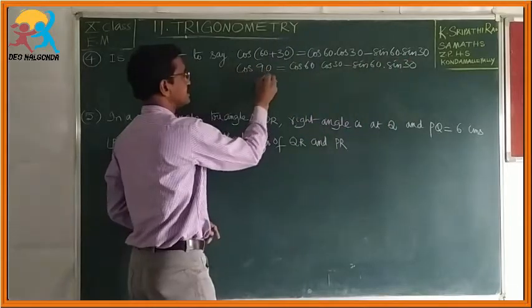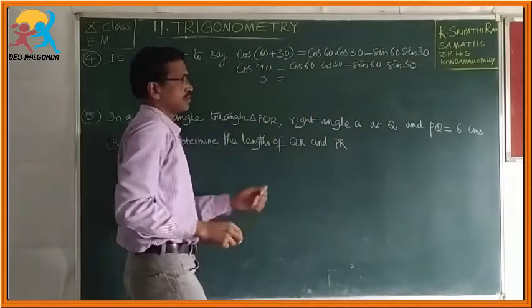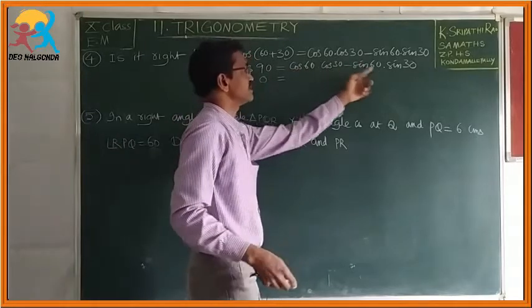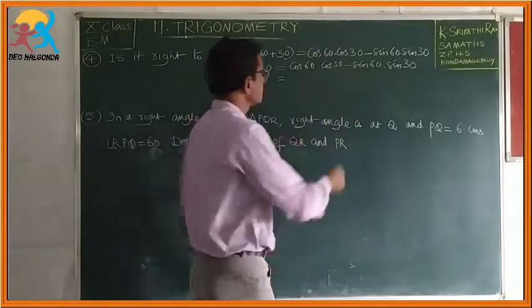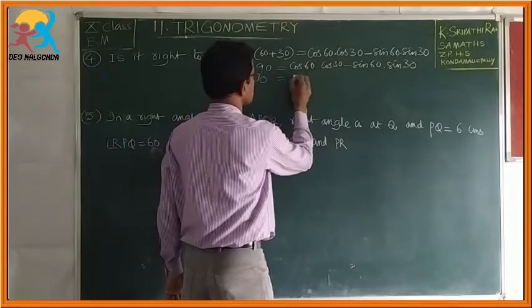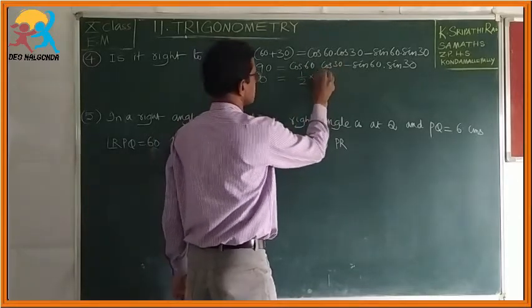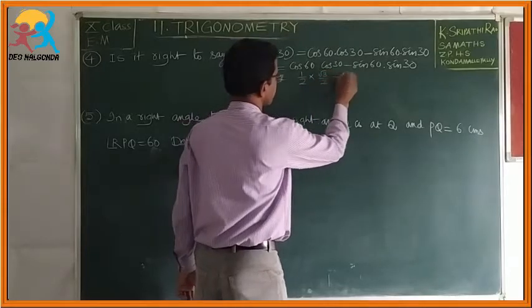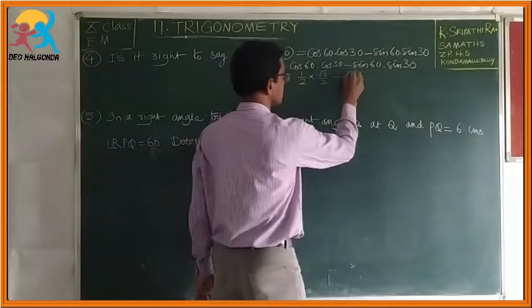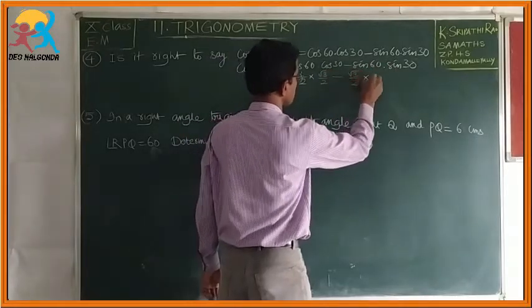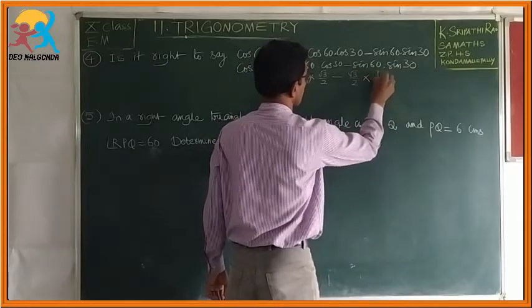Cos 90 value is 0. Whether we get 0 or not from this simplification, let us see. Cos 60 is 1 by 2 into cos 30, root 3 by 2, minus sin 60, root 3 by 2, into sin 30, 1 by 2.